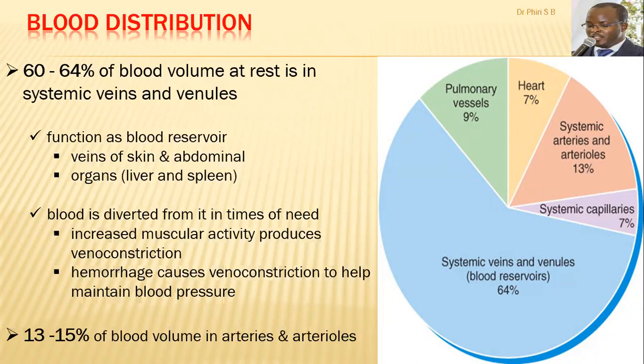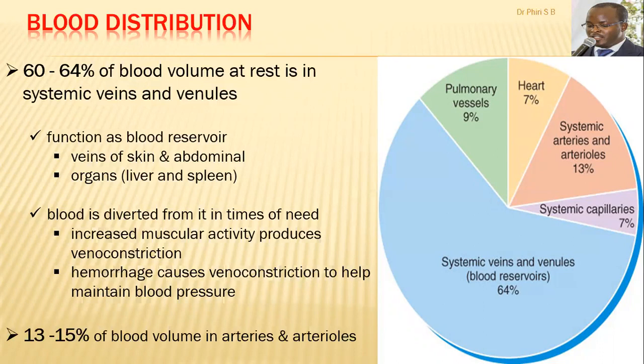Because when there's hemorrhage, a person is losing blood, the blood pressure will be reducing. So we can have sympathetic stimulation that will bring about vasoconstriction, mobilizing this blood to be pumped into the systemic circulation. And once the cardiac output is increasing, the blood pressure is also increasing. So that is also involved in blood pressure regulation.